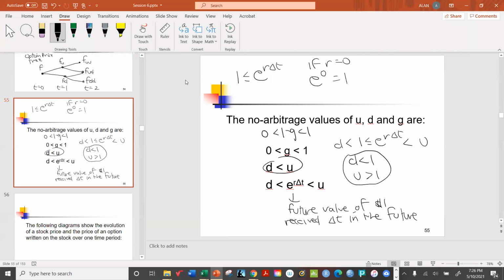And we can make some further claims as well. For example, D must be strictly less than 1. And U has to be strictly greater than e to the r delta t. And don't worry, we'll see why that's true in a few minutes.